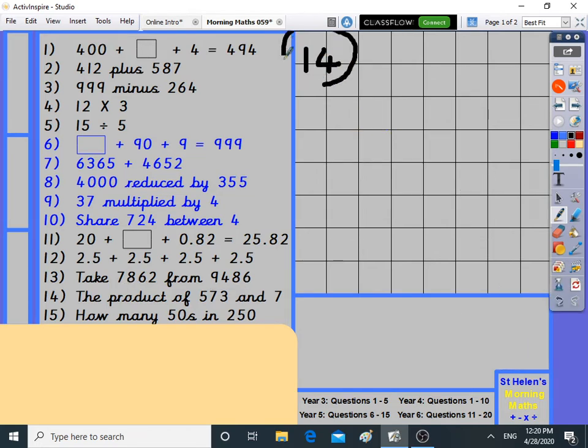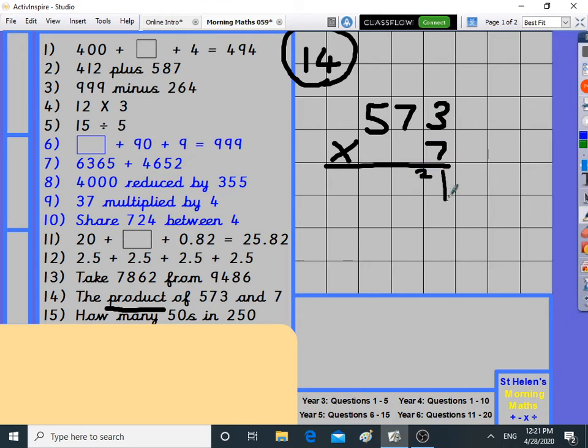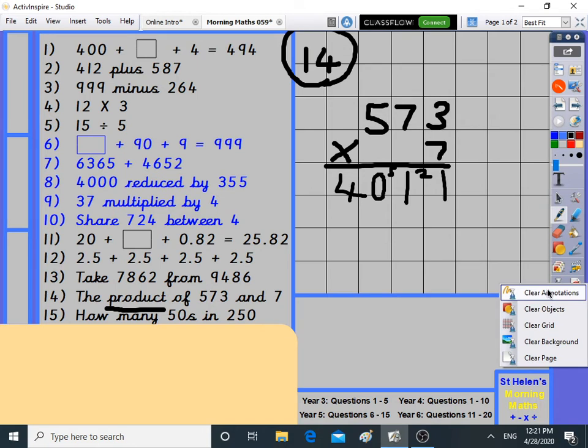This is the product of. Product means times. That's something a lot of people don't know. Product means times. 573 times 7. 3 times 7 is 21. 7 times 7, 49, plus 2, 51. 7 times 5, 35 plus 5, 40. 4,011. Times makes things a lot bigger usually. 4,011. Pause if you need to copy that. We'll move on to question 15.